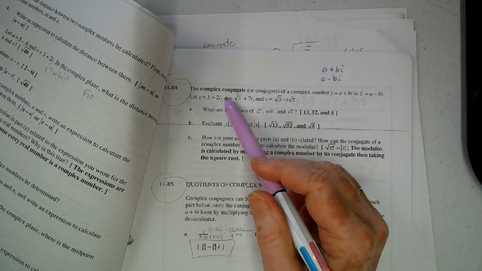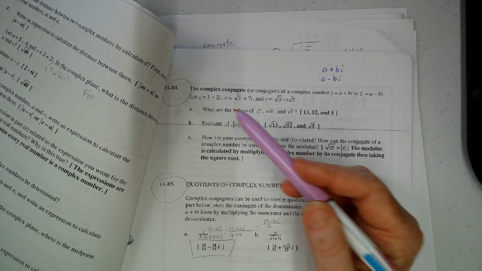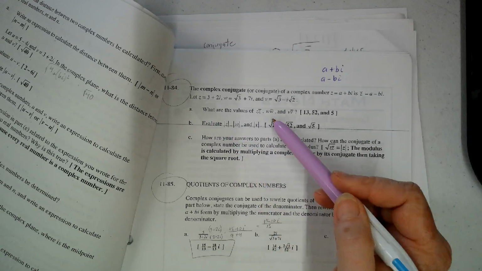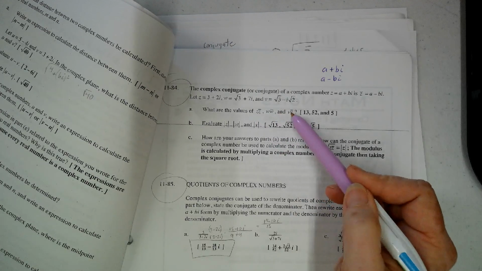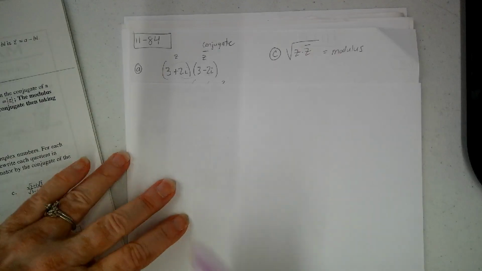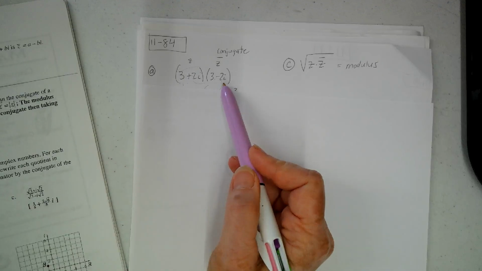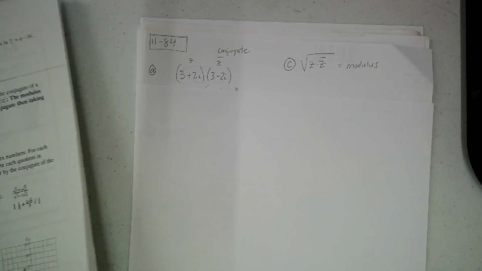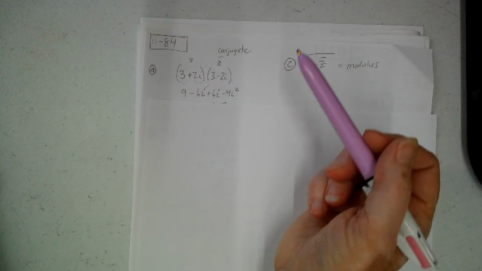I don't have enough time to do all of these in the video, so I just worked on letter A. It said, what is the value of z times its conjugate? And the other two also, but I didn't do those. So here's z, and here's z's conjugate, and I just multiplied them out because it said z times z's conjugate.